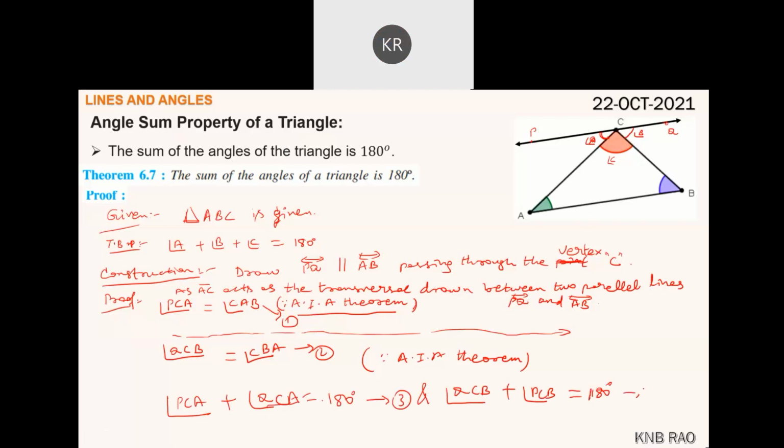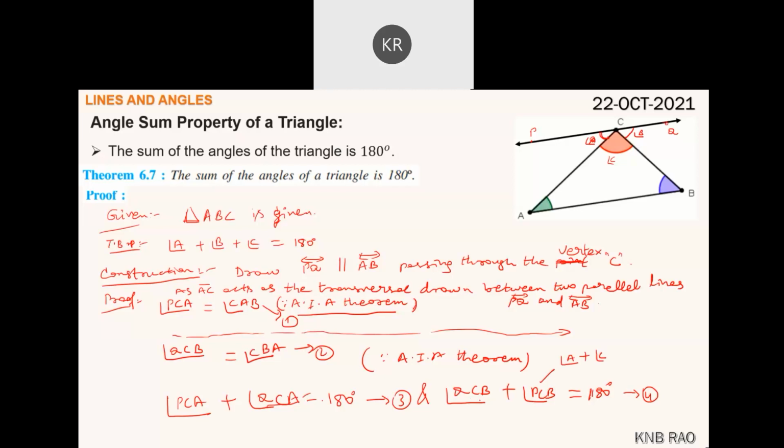This again is axiom 6.1. Now tell me, any one of these you take. What is angle PCB? Angle PCB is the sum of angle A plus angle C.